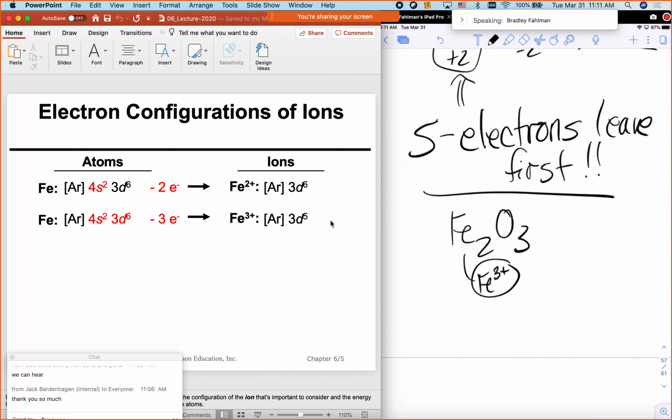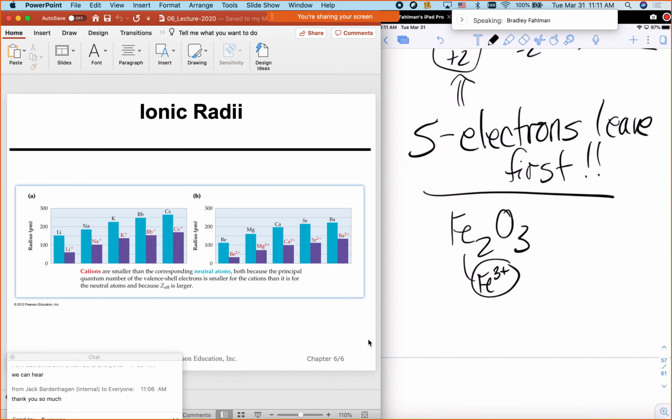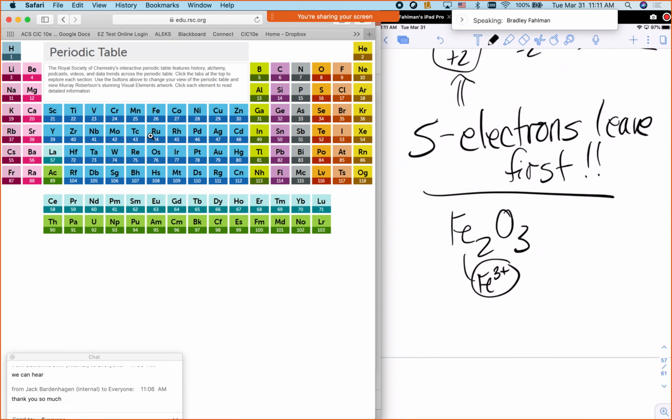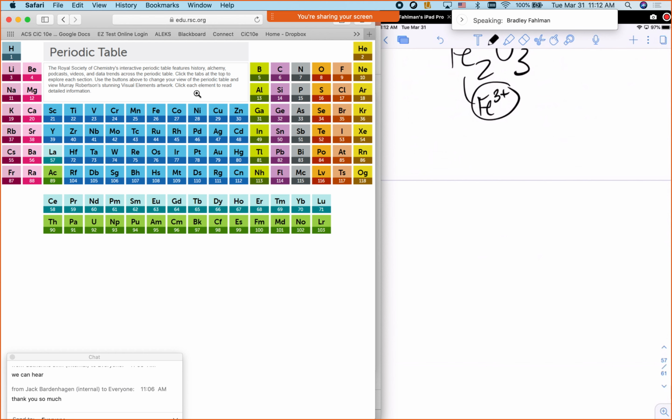Okay, so does that make sense to everybody? Okay, so here's, let's do maybe a couple examples. So what would the configuration be for nickel plus then? Okay, and the easy way to do it is to start with just the neutral atom. So what would the configuration be for just neutral nickel?